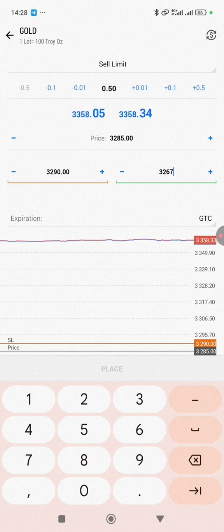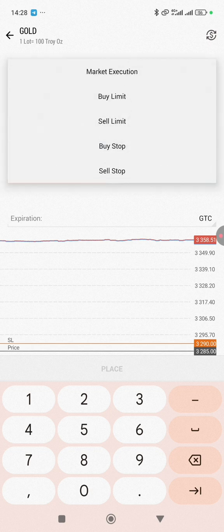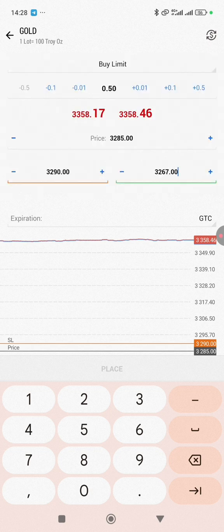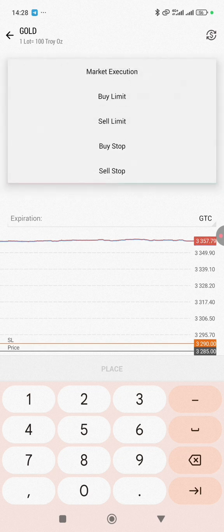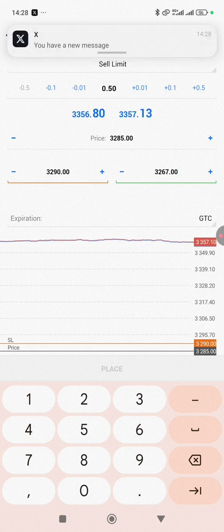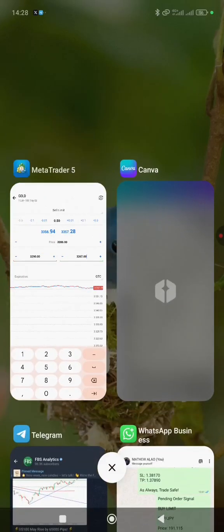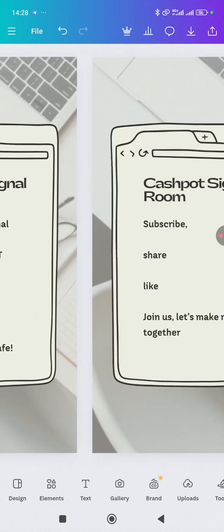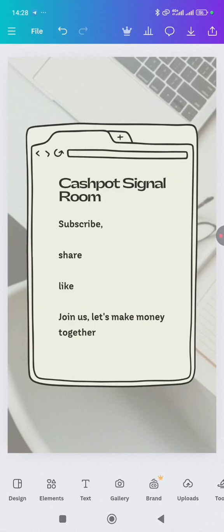So of course, it's always the same process when it comes to buy limit or sell limit and all of that. So you can always set your price. So that is basically all the order types that we have. Just like I said earlier on, make sure you rewatch this video, look at it again, and understand the concept behind everything.